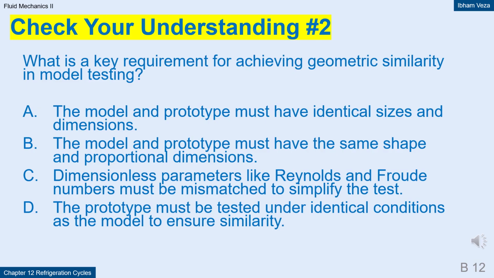The prototype must be tested under identical conditions as the model to ensure similarity. Incorrect, because identical conditions are not always feasible. Instead, matching dimensionless parameters and ensuring proportional dimensions achieve similarity.